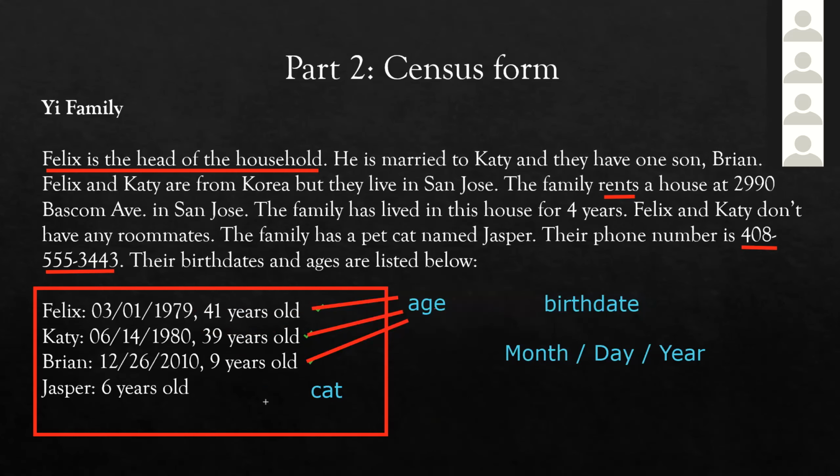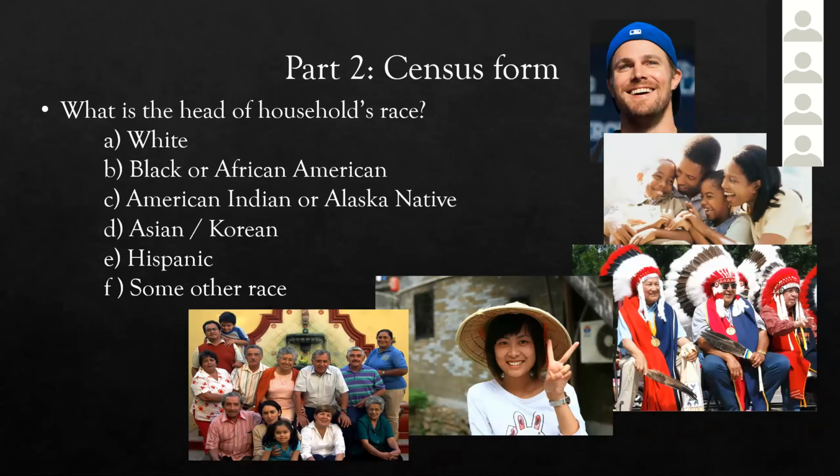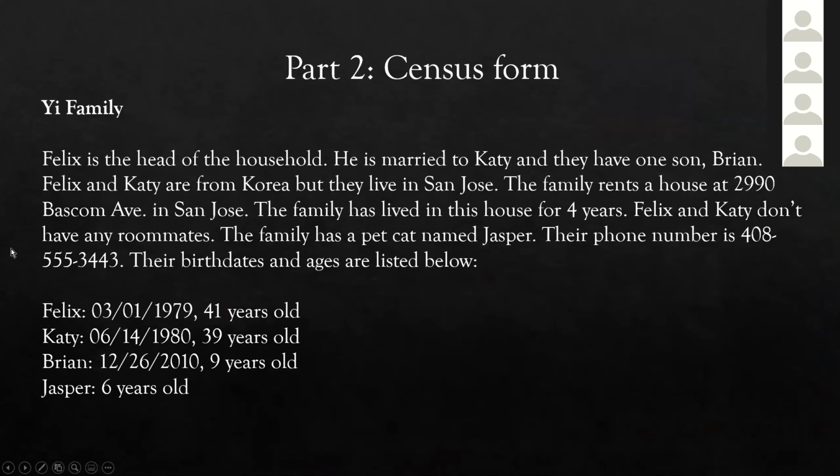And the last one, what is the head of household's race? Do you remember race? Race. Korean. If you look right here, Felix and Katie are from Korea. So you can say Korean or you can say Asian. Is okay. Asian.